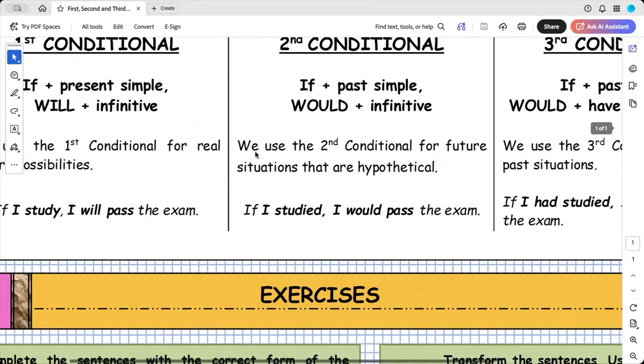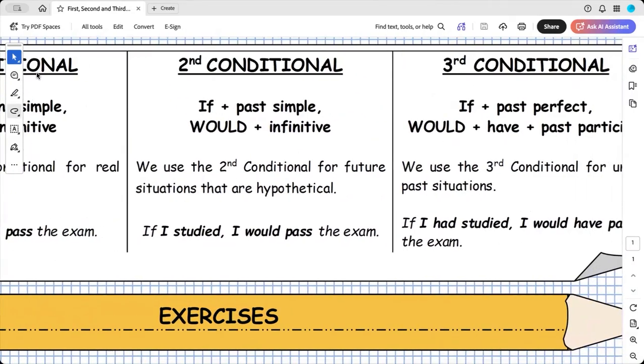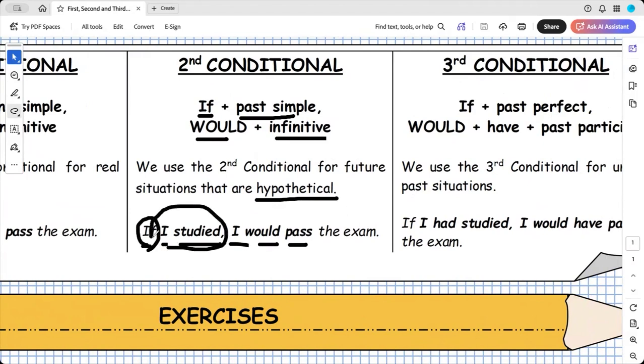Okay, let's have a look at the second one here. Second conditional. So we've got if. Now this time it's past simple, would plus infinitive. So we use the second conditional for future situations that are hypothetical, they're not real. So here, example, if I studied, I would pass the exam. So if I studied, past simple, would pass. So this is the infinitive, the exam.